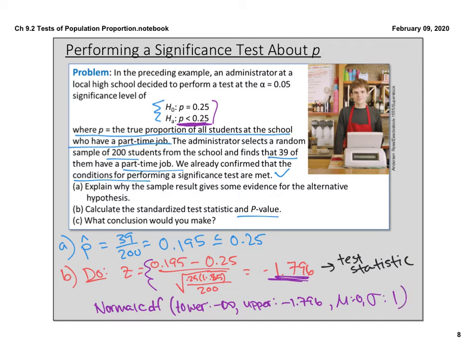So I've got second distribution, go to normal CDF. I need negative infinity. I just like to type negative 1 and then a whole bunch of zeros. That's enough. Negative 1.796. Mean is 0, standard deviation is 1. I get 0.036 there. So my p-value equals 0.036. Okay, there's my p-value. So that's part B. And then the question becomes, what can we make of this? What's our conclusion?